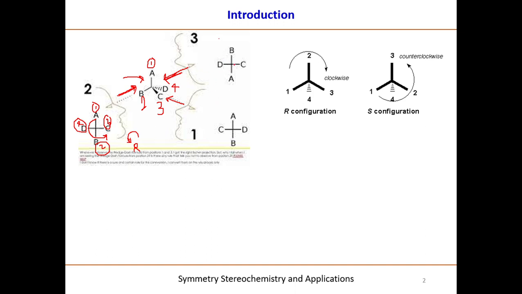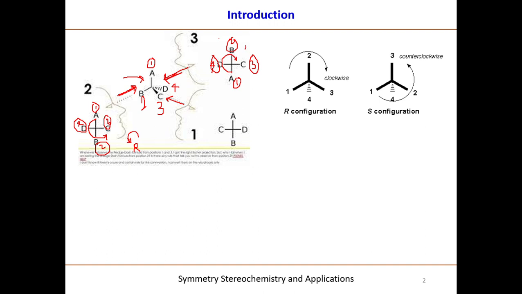We will check this one. So the highest priority group is A, 1, then B, then C, and the last one is D, 4. Now it will move in this direction, 1, 2, 3. So this is a clockwise direction, R.